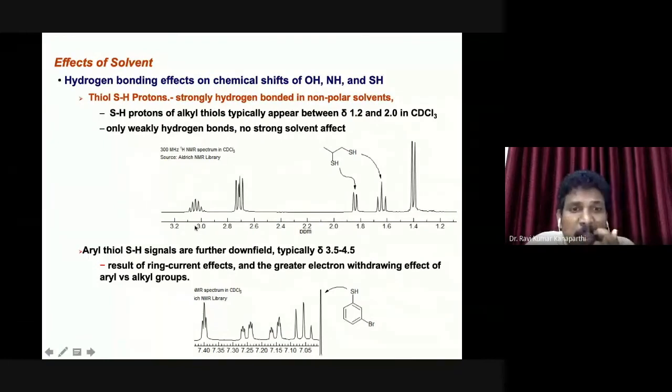That is one thing. Aryl thiol SH signals are further downshifted. This is quite obvious: if you have an aromatic ring nearby, then definitely such an OH proton and SH proton signal will be further downfielded because of the ring current, right?